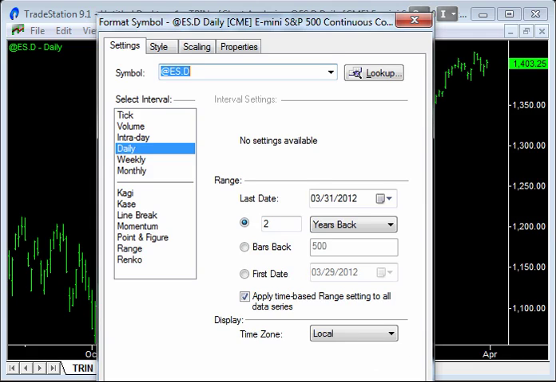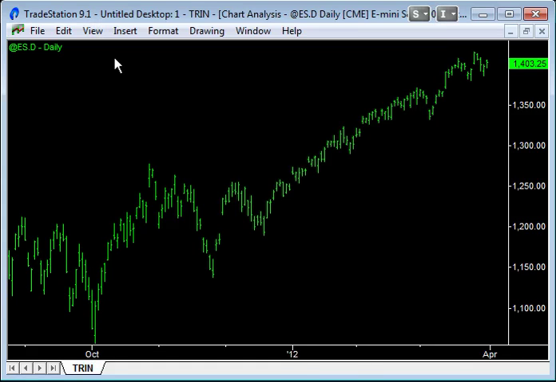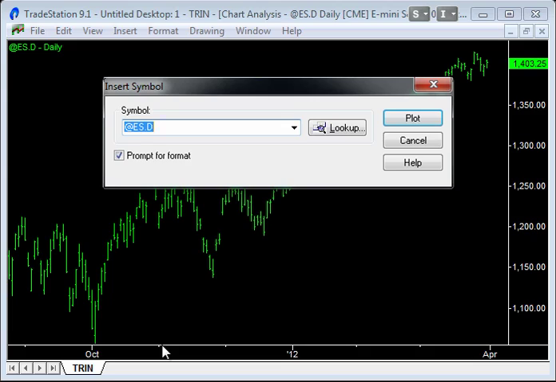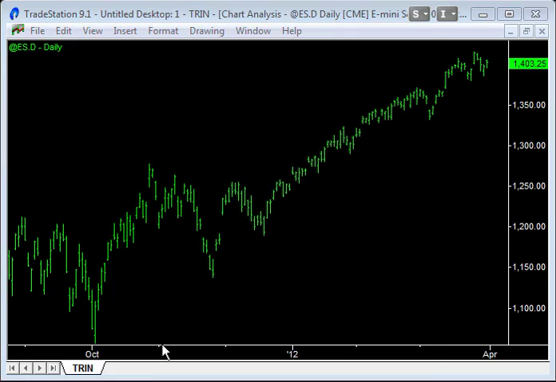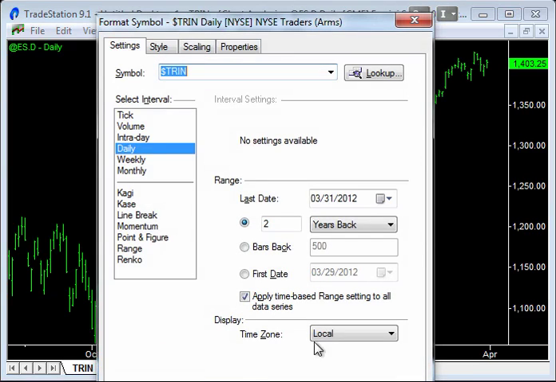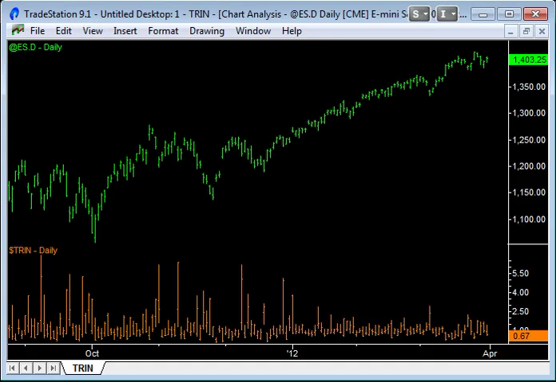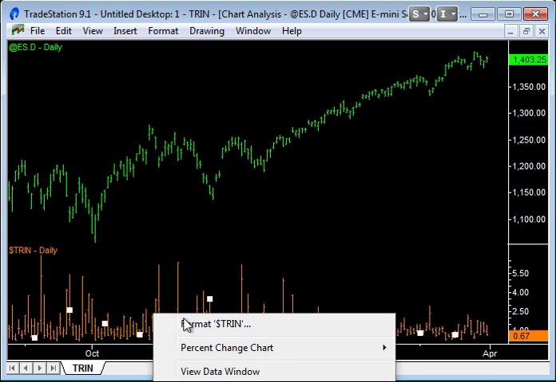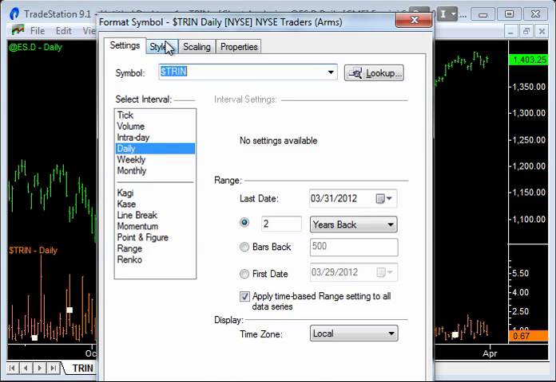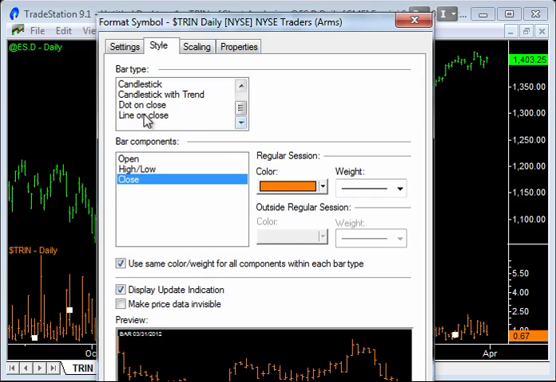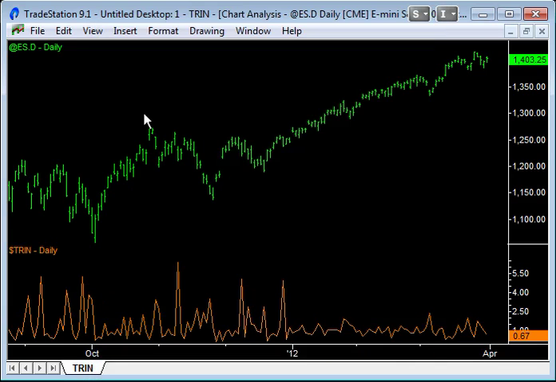If you do that, then we go into insert symbol for the TRIN, and we type $TRIN, prompt for format, click prompt, and let's just check the time zone is set to local and click OK. And there we go. That's what the raw TRIN data looks like. You can see it's an open, high, low, close plot with some quite high values and a lot of hum here. Let me just change the formatting of this to make it a little bit more intuitive. We go to style and then set this to line on close.